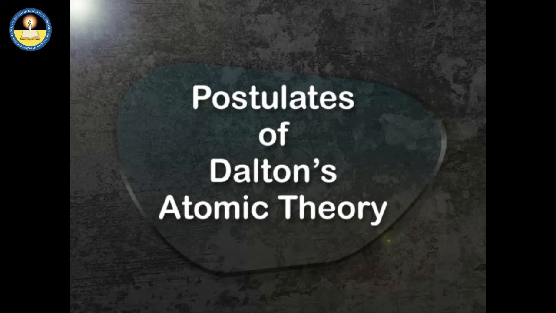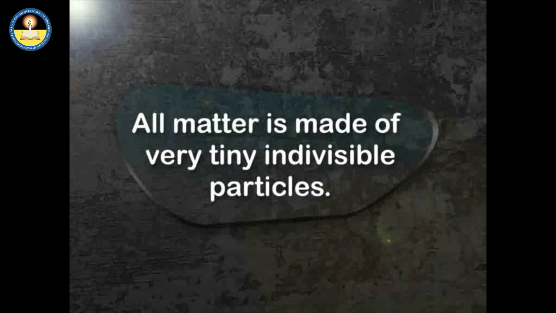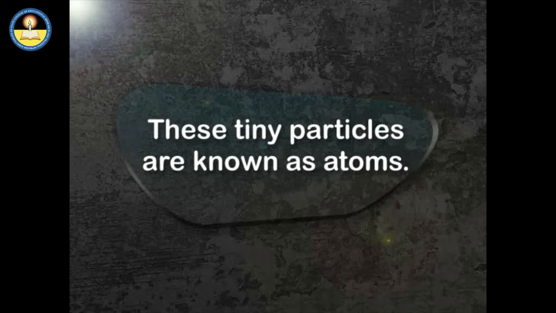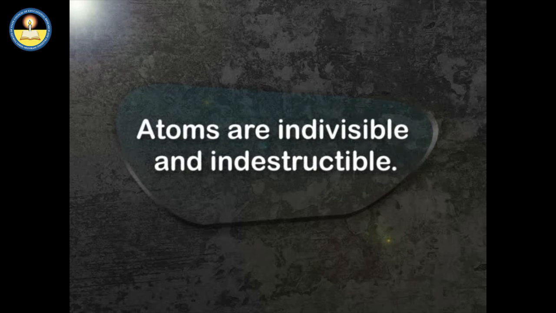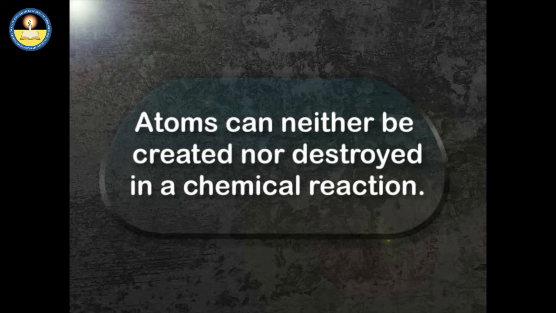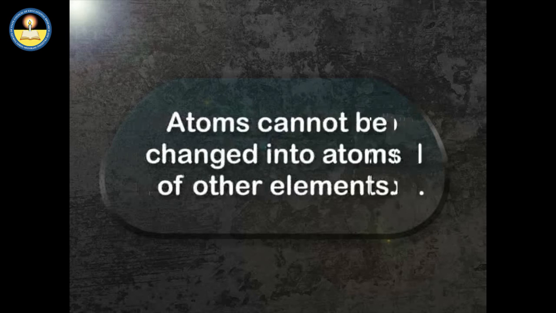The postulates of this theory may be stated as follows. All matter is made of very tiny, indivisible particles. These tiny particles are known as atoms. Atoms are indivisible and indestructible. Atoms can neither be created nor destroyed in a chemical reaction. Atoms cannot be changed into atoms of other elements.